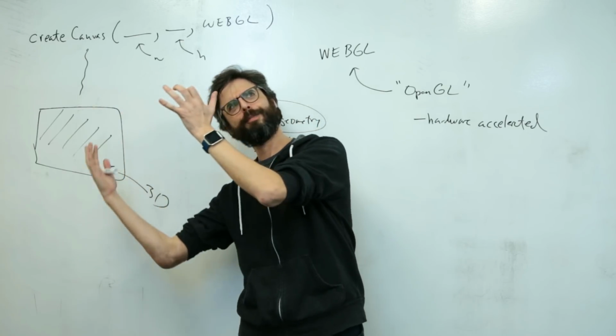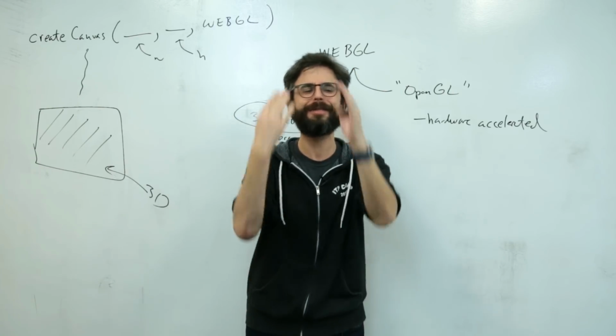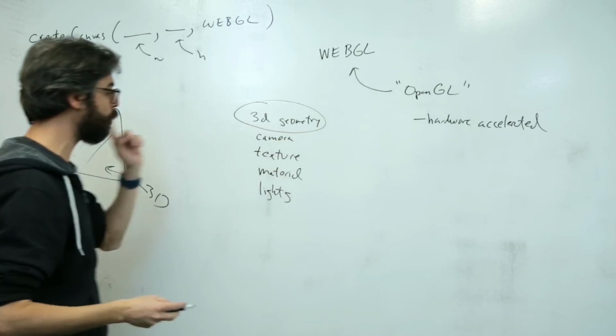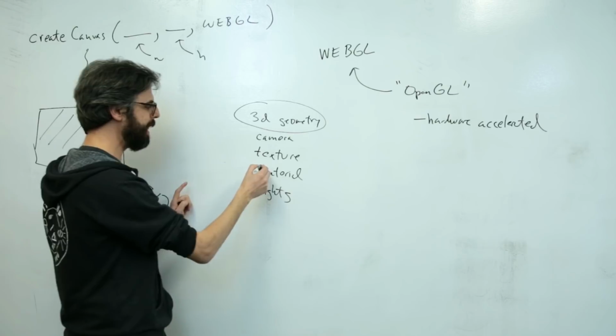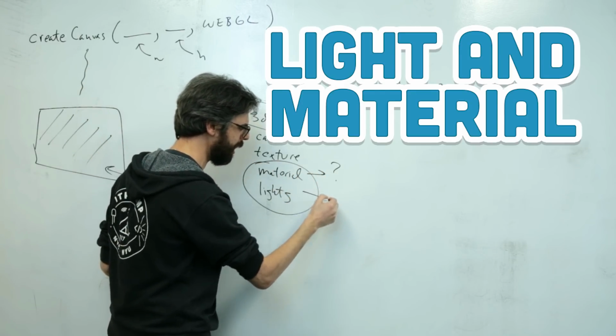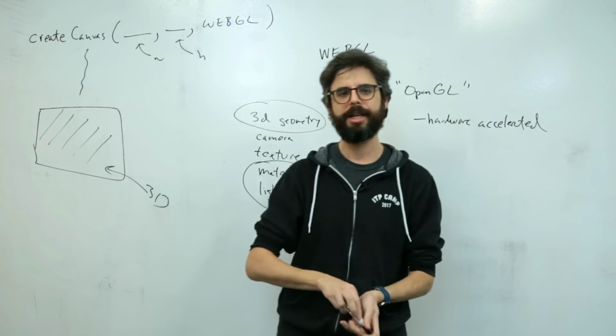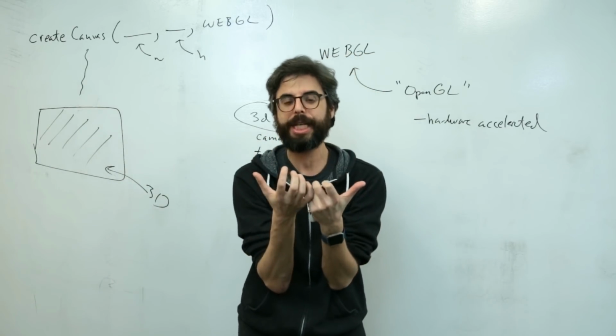Cone, box, torus, all of these things. But what I want to explore in this video is material and lights. What are these things? So material describes the sort of skin of the 3D object.